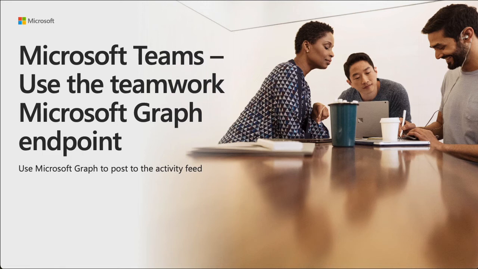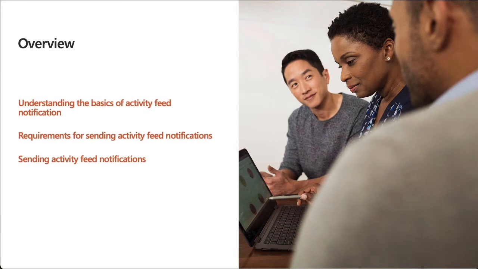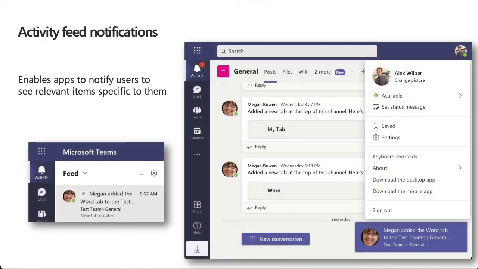So what we're going to look at in this unit is how you can use Microsoft Graph to post to an activity feed. And there are a few things we're going to look at. We're going to look at understanding the basics of an activity feed notification, the requirements for sending activity feed notifications, and then how to do it. So let's look at what the activity feed is first.